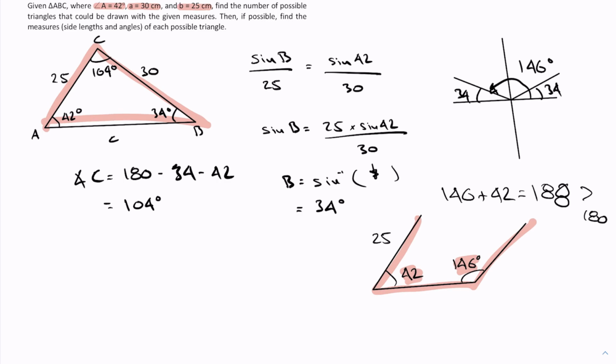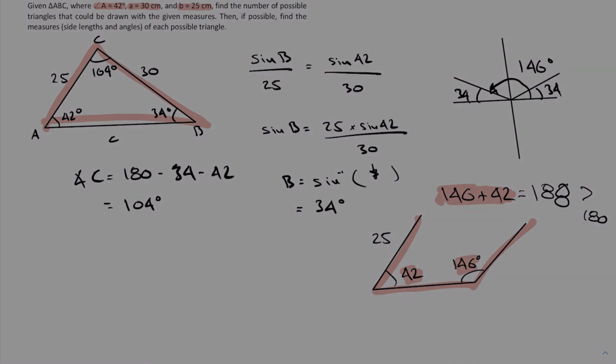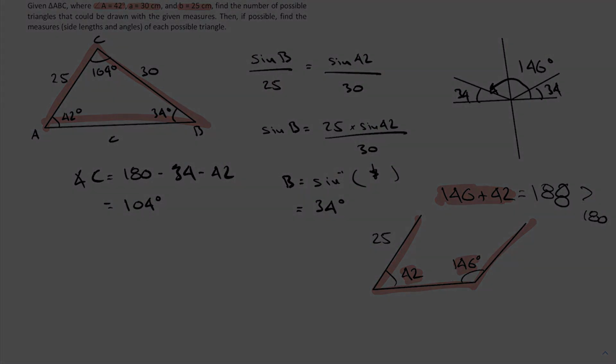So whenever you get that second angle from the sine law, add it to the angle you already have, like I did over here, with the 42. If it's greater than 180, then you know that you only have one answer.